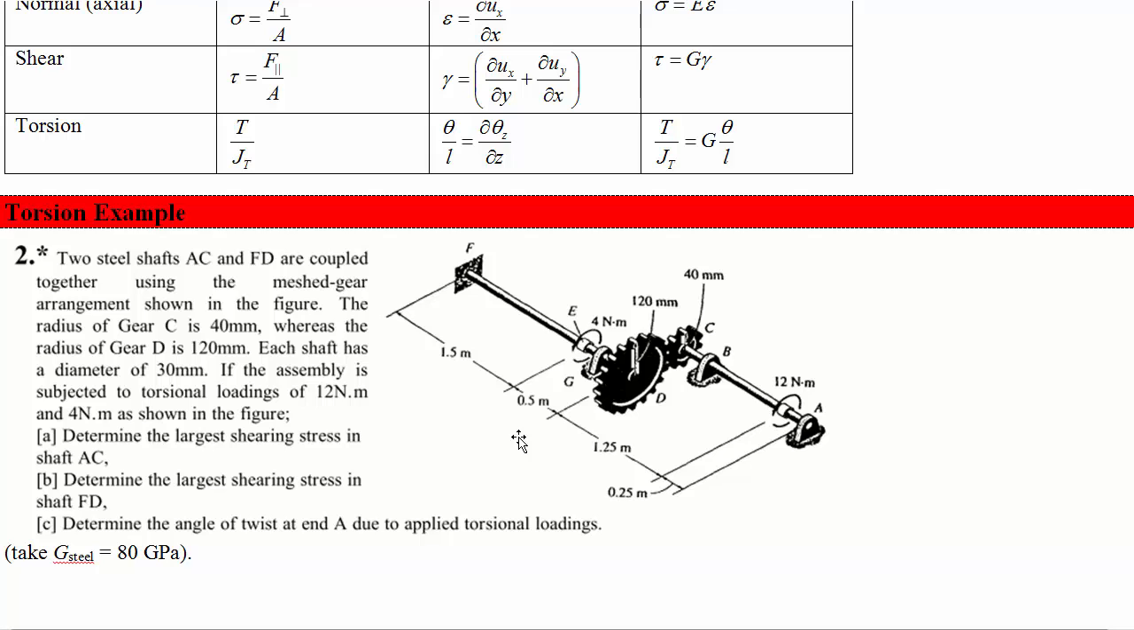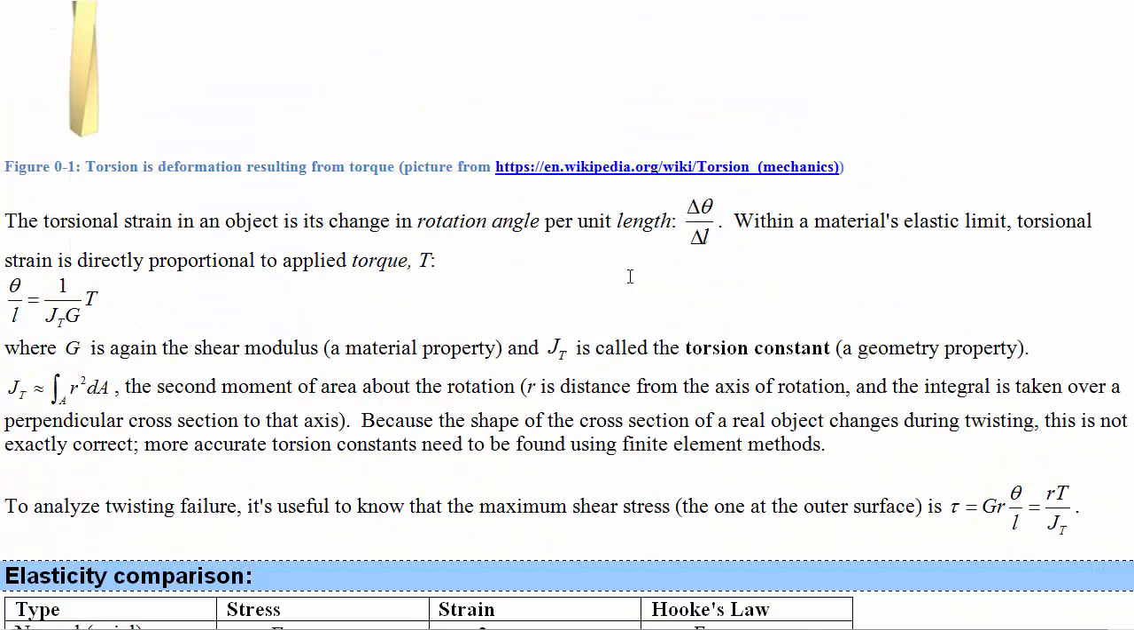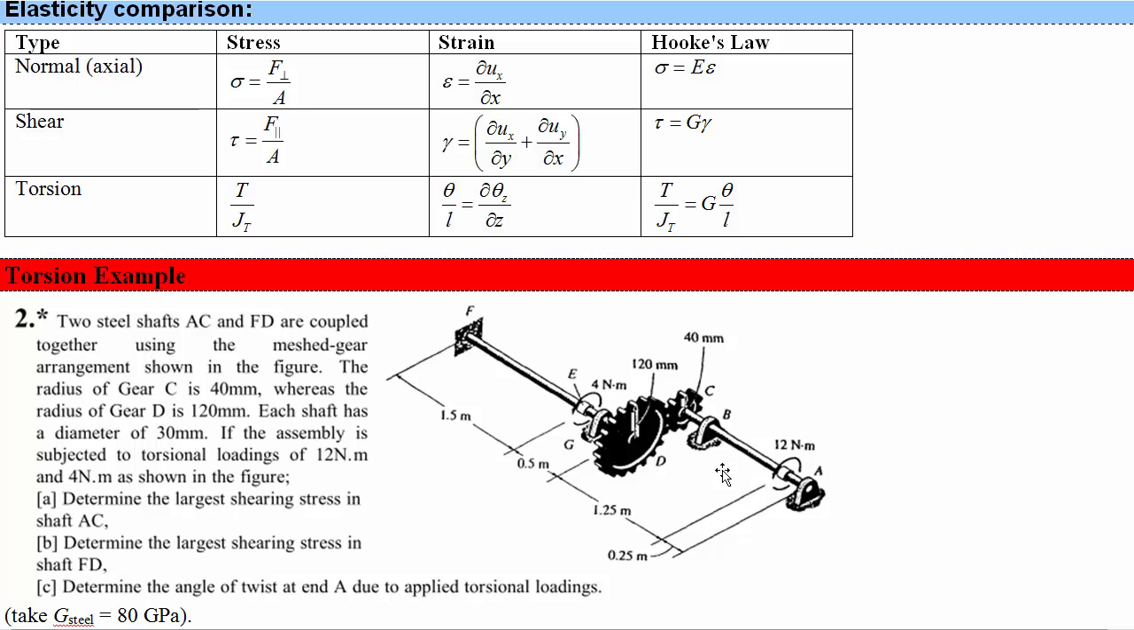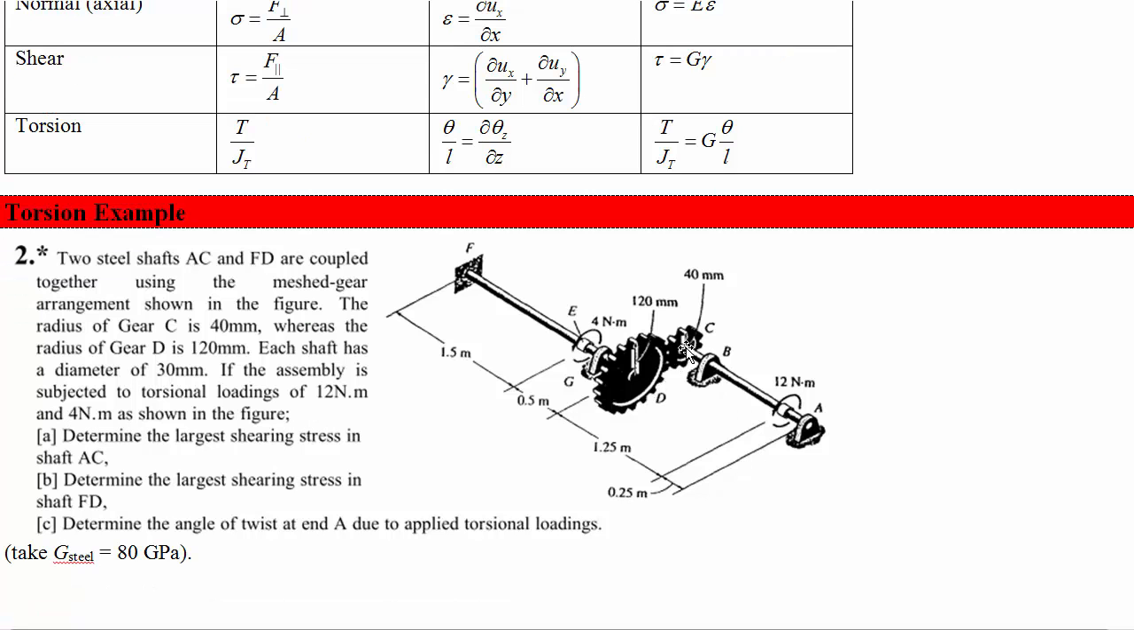We're just going to do one torsion example. This is a kind of complicated example. There's a lot in it, but it's not really anything that we don't have up here or that you could figure out with enough thinking about it.